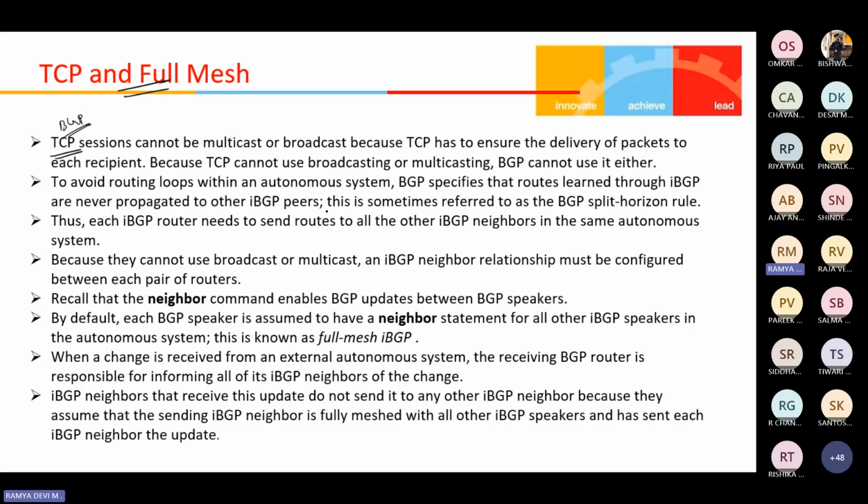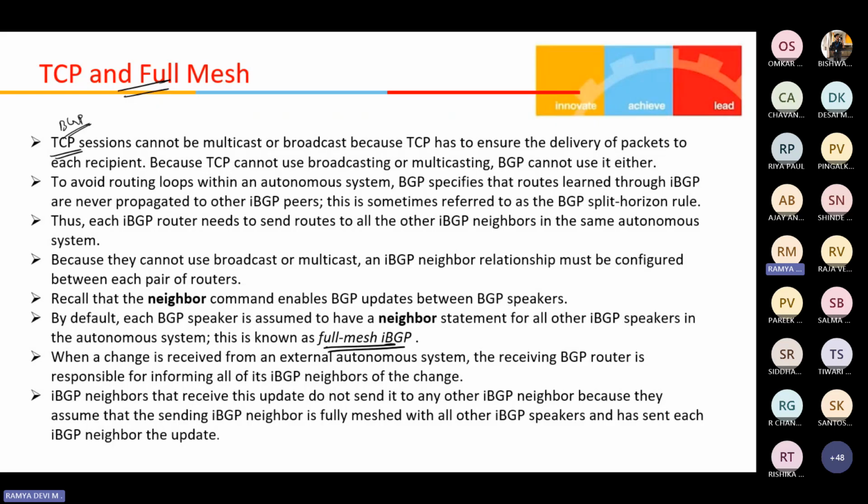Also, they need a full mesh network. Full mesh is needed because of the lack of broadcast and multicast. Each IBGP router must form a TCP session with every other router in the autonomous system. This can be done using the neighbor command in the BGP configuration. All these routers will be connected, and this arranges a full mesh IBGP.